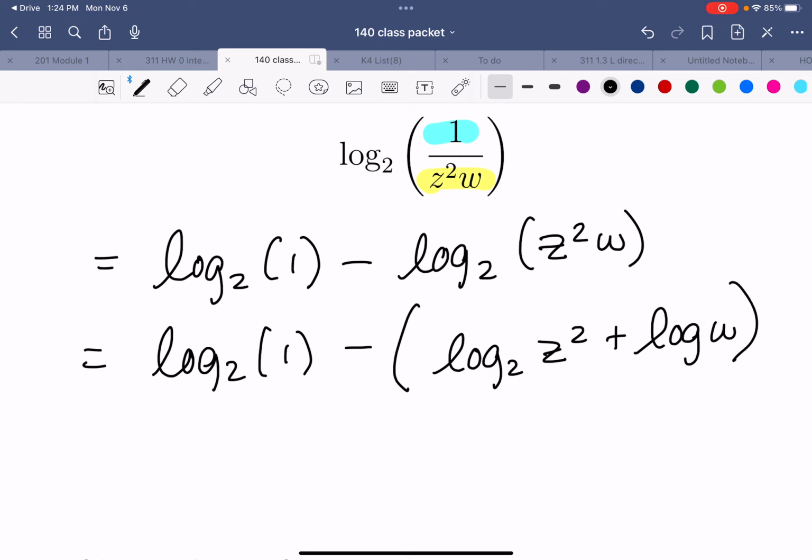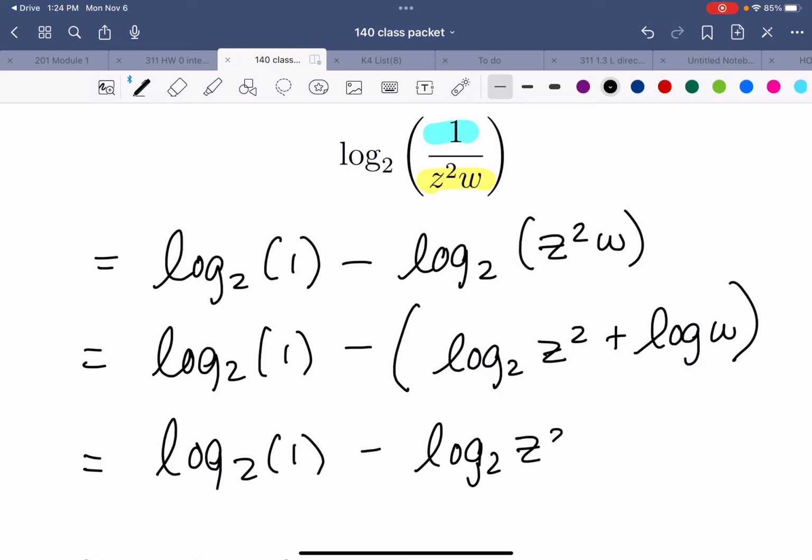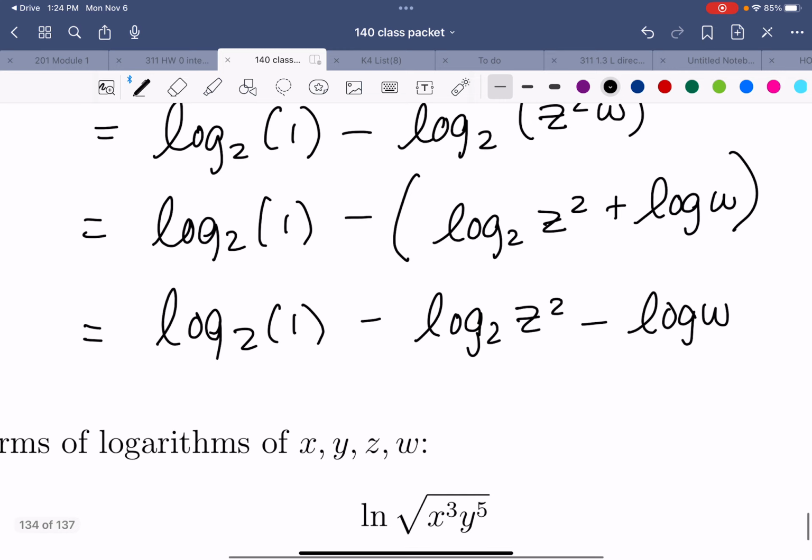Okay. Now we know that any term that's in the denominator is going to be negative. So if you want to skip this step, you can do that. If I distribute, I get the log base 2 of 1 minus log base 2 of z squared minus log of w. Now, two things I want to do here.